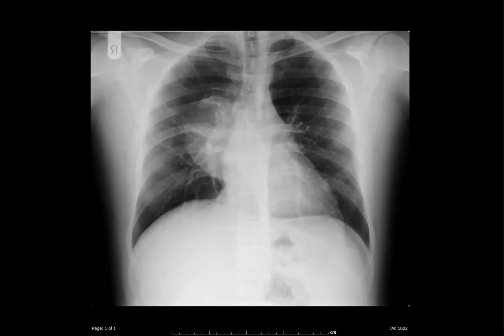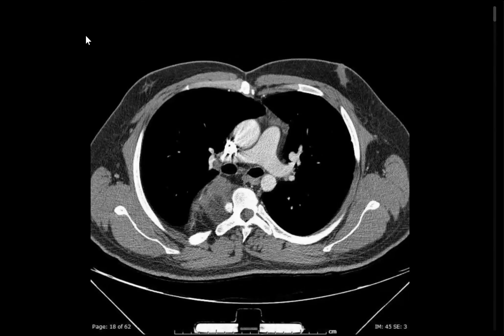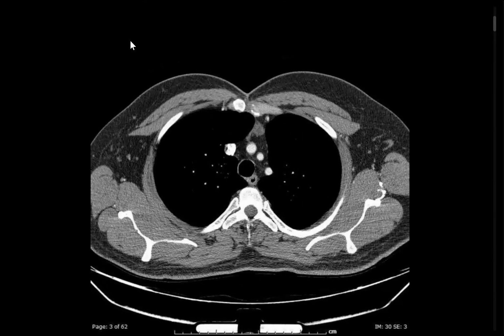Now, CT scan of the same patient. I will scroll for you. Oh, you can scroll? Yes, sir, I want to scroll. Okay. You are candidate two. Yes, sir, I'm connected.